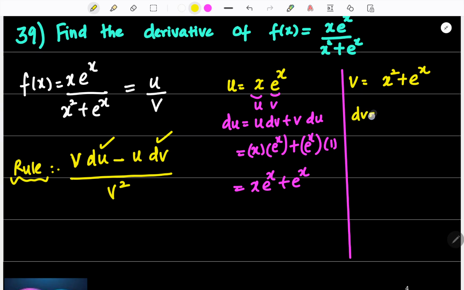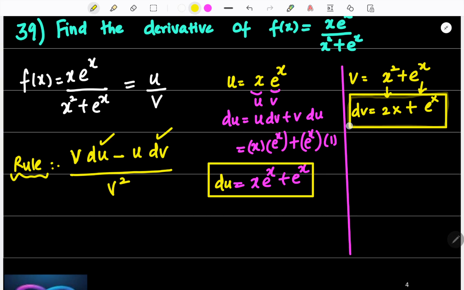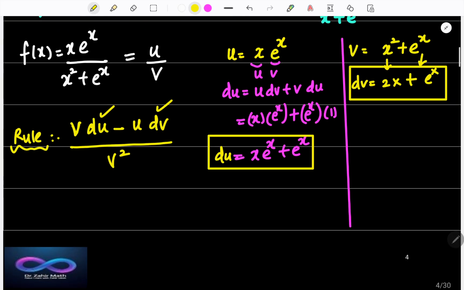Right. And we are going for dv. So x square derivative is what? 2x. E power x derivative is what? E power x. Clear? So here it is so easy, but here it looks like a product. So this is your du, and this is your dv.